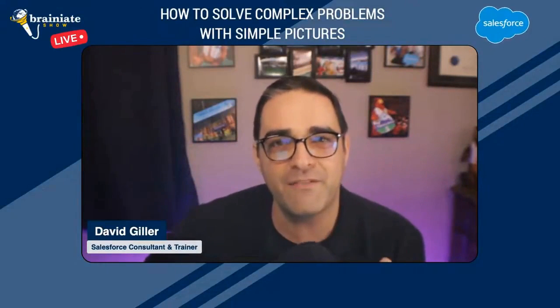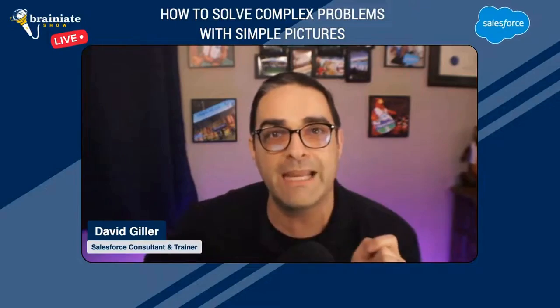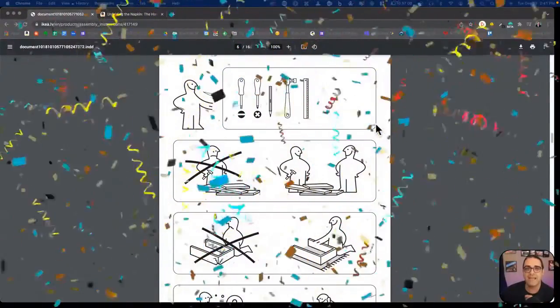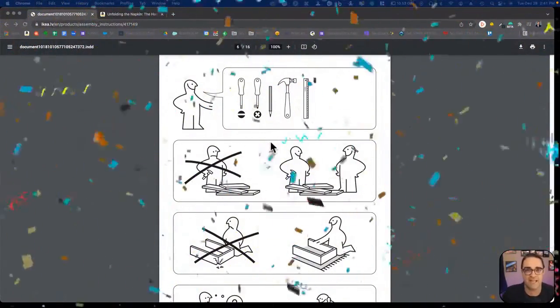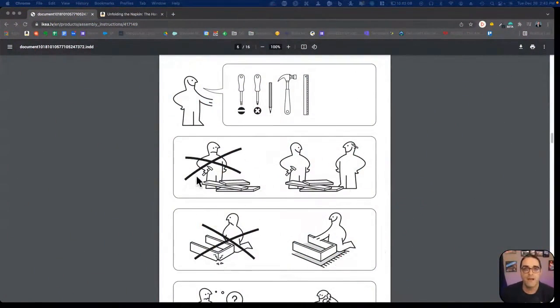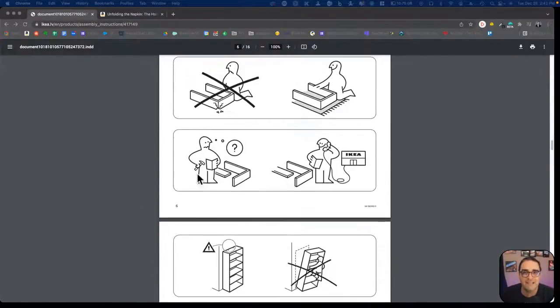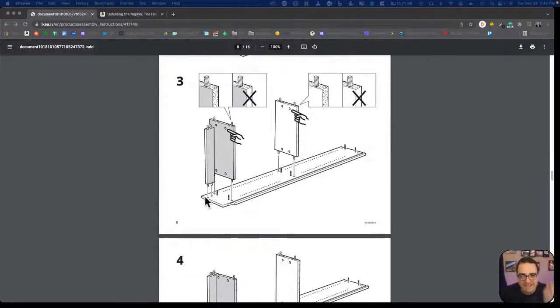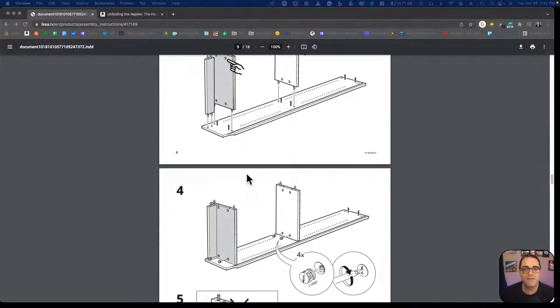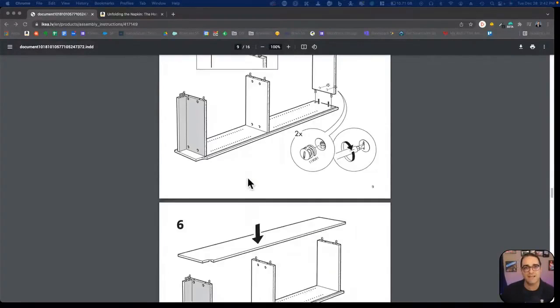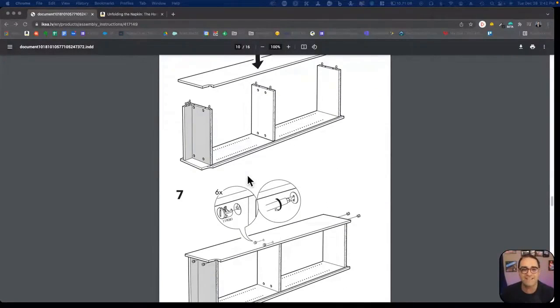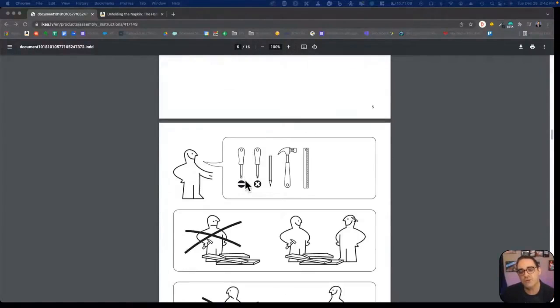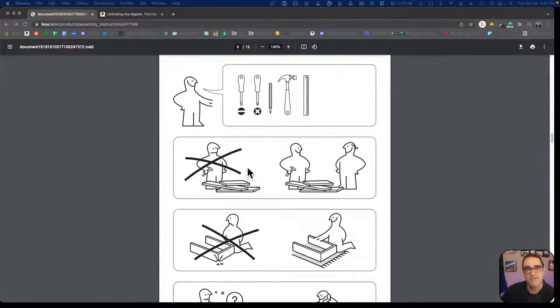Now, let me give you an example. For those of you who have ever purchased anything in IKEA and tried to put together any piece of furniture, you probably ended up with a printout that looks something like this. And look at how many words there are on here. Very few. And it's simplistic images in order to convey certain things. So it could be steps in a process. It could be limitations of certain things or how things work together. So think of it as you need to leverage this concept when you are working with others as a Salesforce professional.